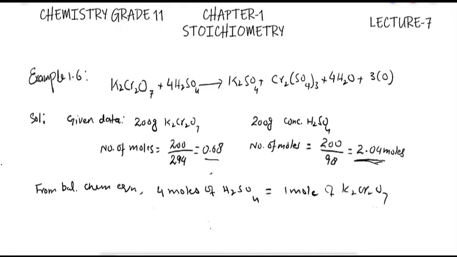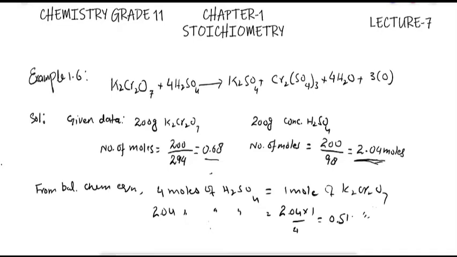But if we have 2.04 moles of sulfuric acid, how much quantity of potassium dichromate would be required to react with it? So this is equal to 2.04 multiplied by 1 divided by 4, and this is equal to 0.51 moles of potassium dichromate. So for a complete reaction with 2.04 moles of sulfuric acid, which are given to us, we would need 0.51 moles of potassium dichromate.